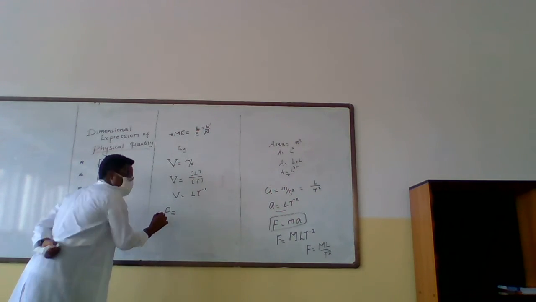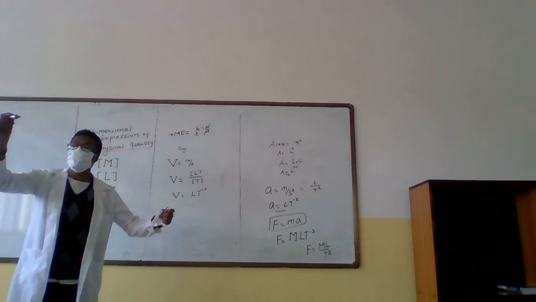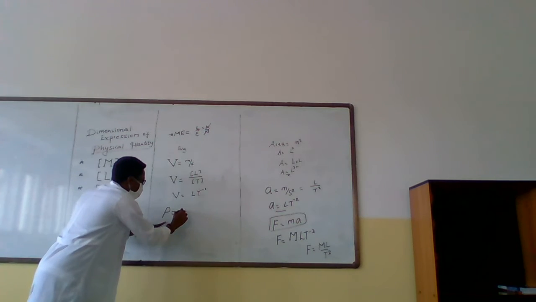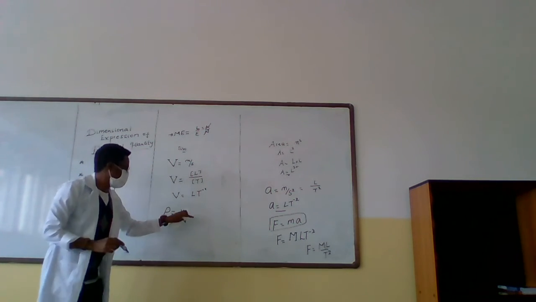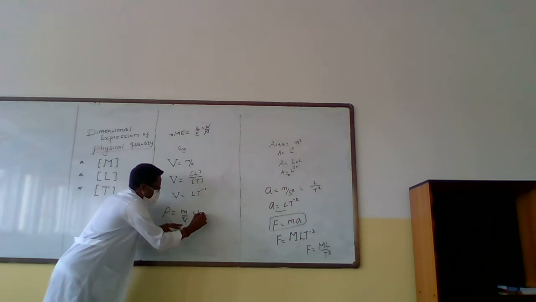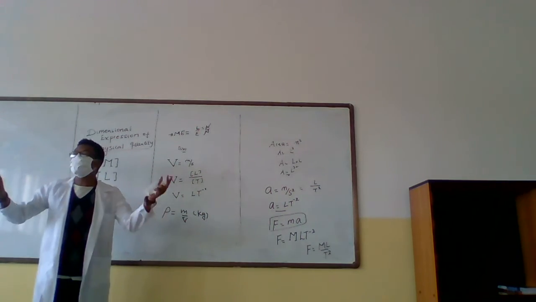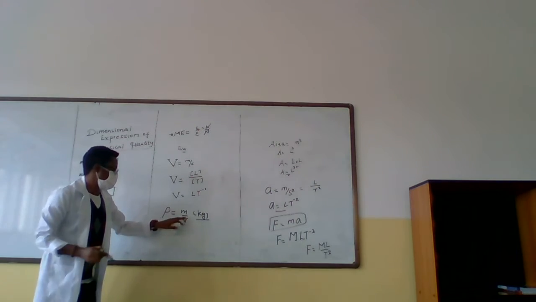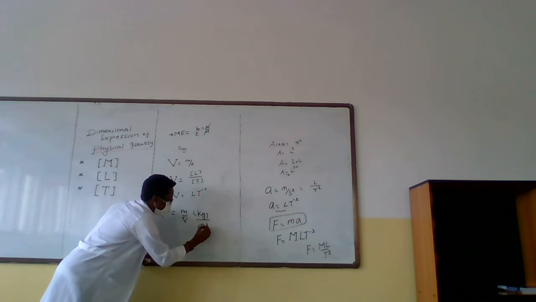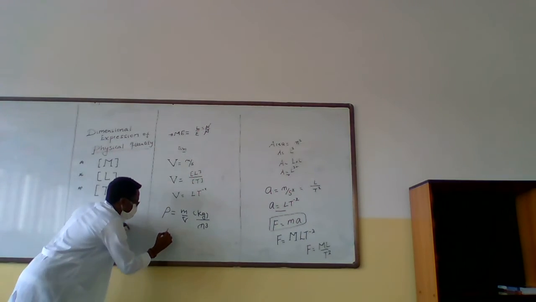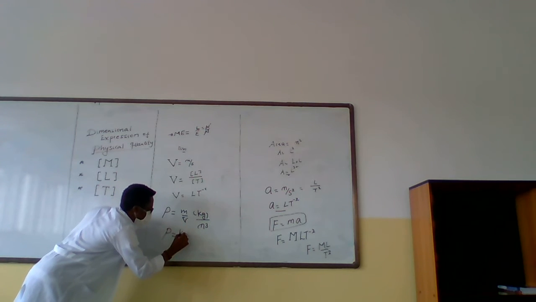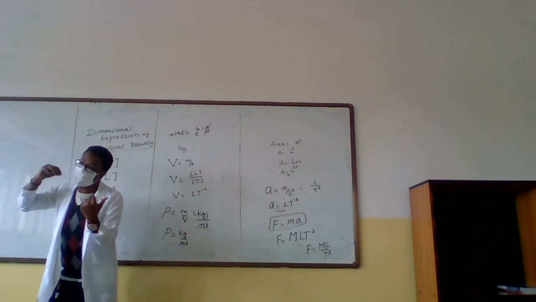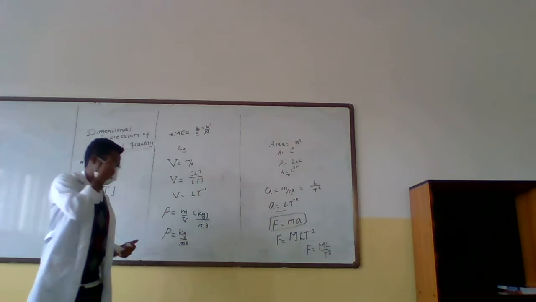Density, if you remember, is mass over volume. The formula is mass over volume, but we want the unit. The unit of mass is kilogram, and volume is in meters cubed. So the unit of density is kilogram per meter cube, and also gram per centimeter cube. We have this option as well.